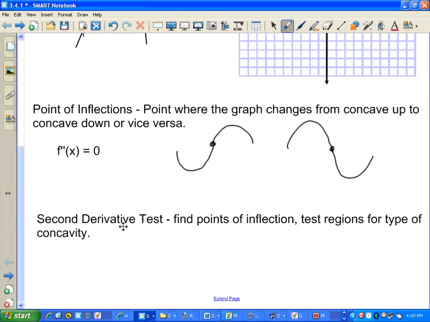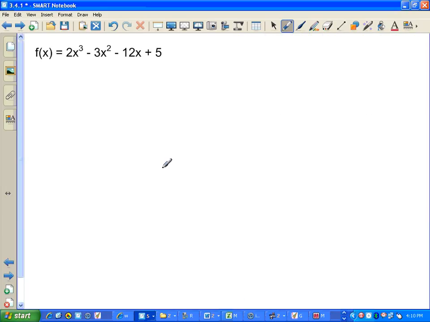We also have a second derivative test. It's just like our first derivative test. We're going to use it to test points that are left and right of our points of inflection to see what's happening. I know it's changing here, where it's 0, but is it changing from positive to negative or negative to positive? So I'm going to test areas on both sides to see which change is happening. Let's start with a couple examples here.